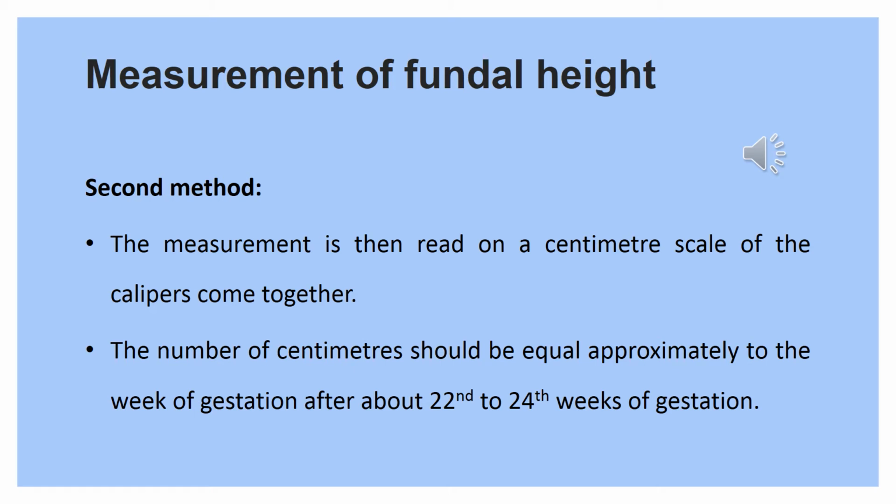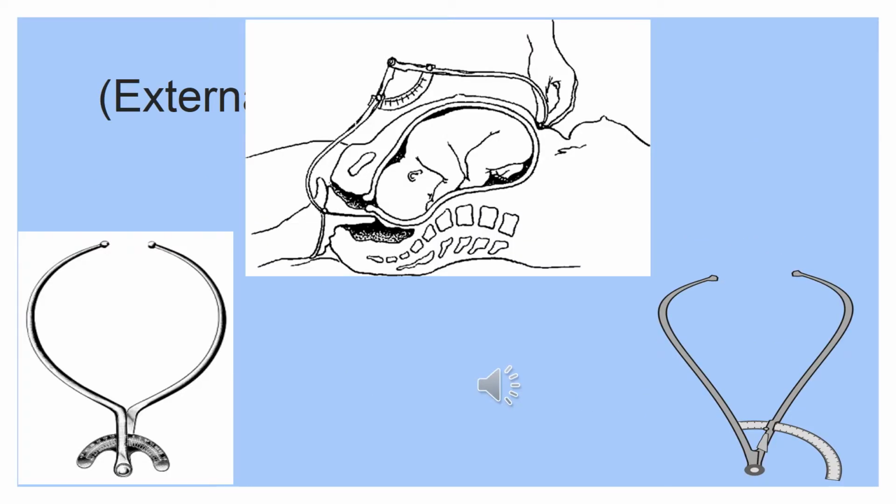The measurement is then noted on a centimeter scale which is already there on the caliper, and the number of centimeters should be equal approximately to the week of gestation after about 22nd to 24th weeks of gestation. This is the picture of a caliper and explains how to use it.